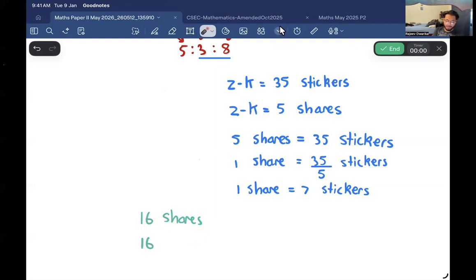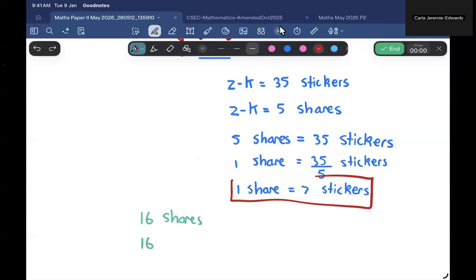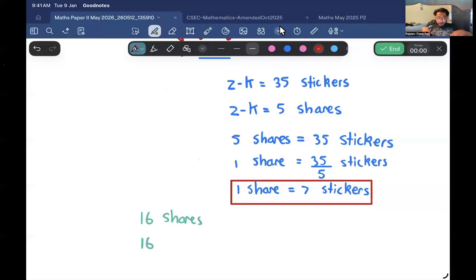So this 35 stickers was equal to 5 shares. The only way that's useful for us is if we could find what 1 share is. This is the most important thing here, the 1 share. I don't just want you to follow a procedure. I want you to think about it logically. So 1 share is 7 stickers, right? Yes, sir. And I want to find for 16 shares. So if 1 is 7, how would I find for 16?